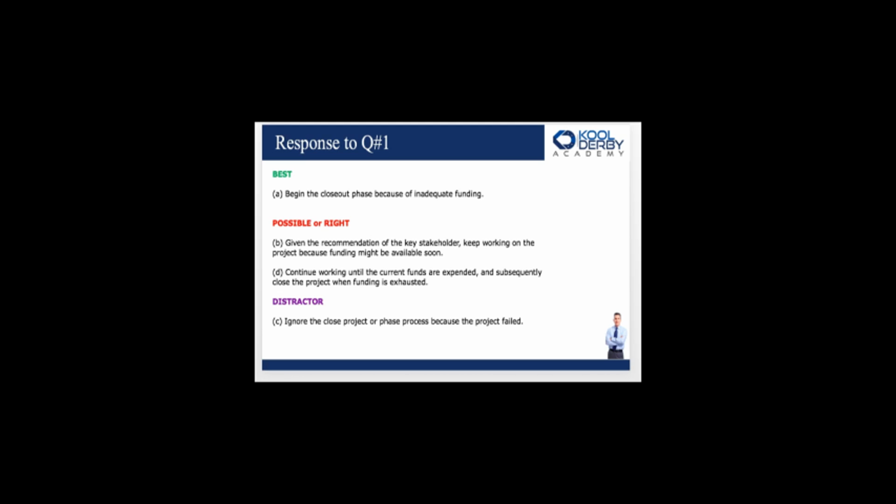Definitely the distractor here is ignore the close project or phase process because the project failed. This is a distractor. This is wrong every single time. All right, did that help you? I hope it did. It was a little tricky, and this is the way the exam is written, and they have quite a few of them on the exam.